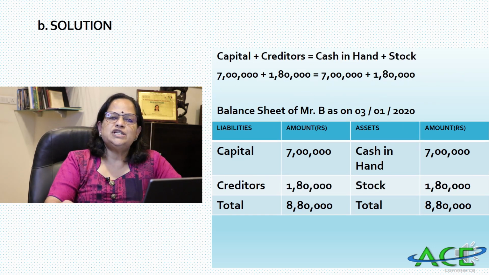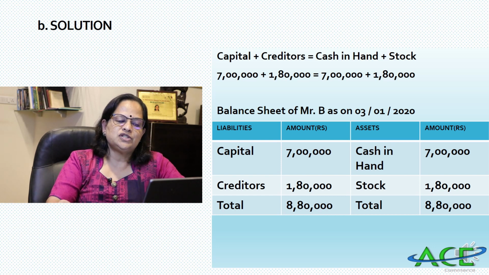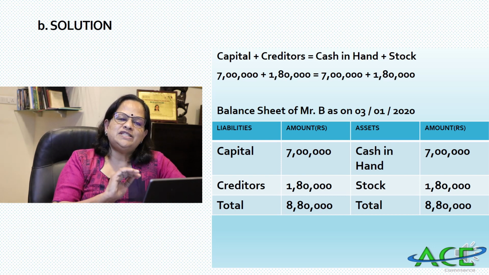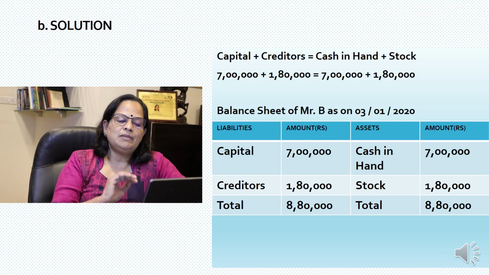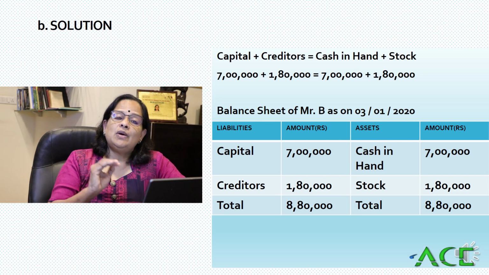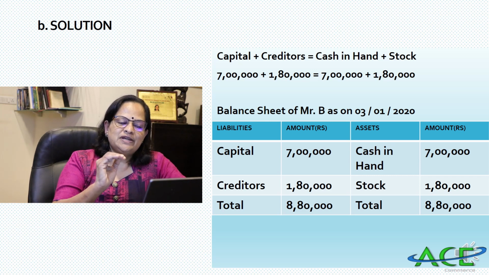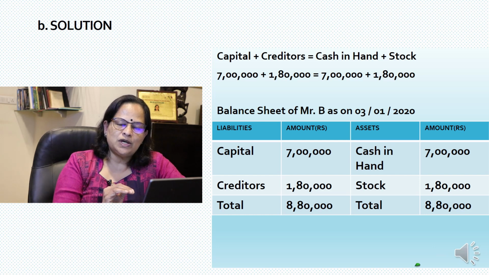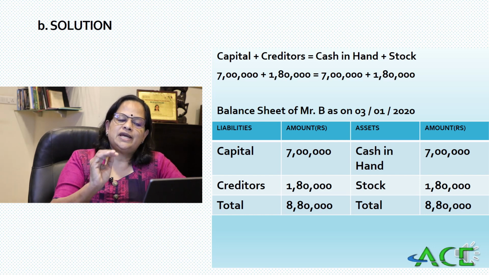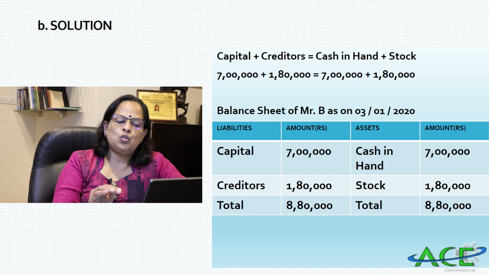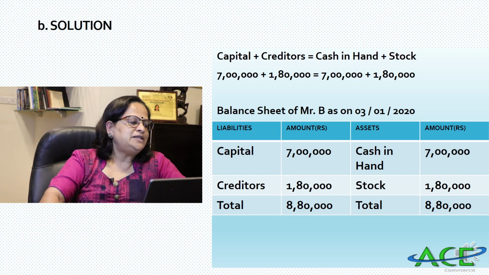Second equation is purchase goods on credit for 1,80,000. So now we are going to have a change in the liability side. Creditors will come, worth 1,80,000. Now asset side, what will be the change? It's buying on credit, so cash position is not affected. So stock is coming as a new item in the asset side. Stock worth 1,80,000. So 7 lakh capital and creditors 1,80,000 will be equal to cash in hand 7 lakh and stock 1,80,000. So total of the balance sheet will be 8,80,000.